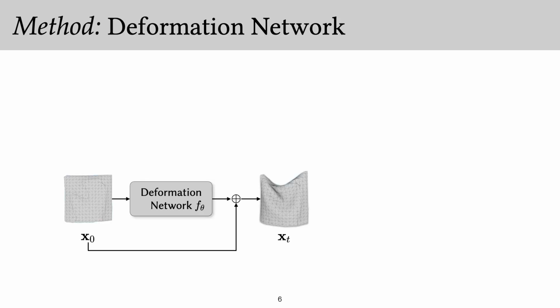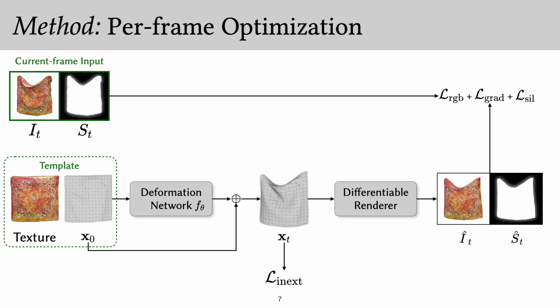In this work, we would like to reconstruct high-quality shapes as quickly as possible without using keypoint correspondences and simulation. We propose to model the deformation by a neural network f theta. Then, we leverage differentiable rendering to optimize the deformation network.